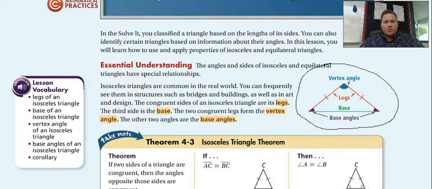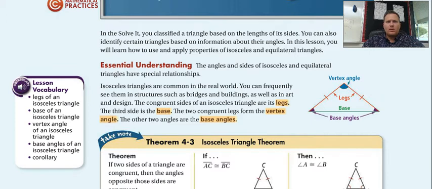And then the two congruent legs form the vertex. So where they come together right there, that angle is called my vertex angle. And then the other two angles are the base angles. So the other two, these two right here, are my base angles. So all you really need to do is have that picture drawn right there. You don't need to write the definitions. Okay, and then let's get to a couple of our theorems.